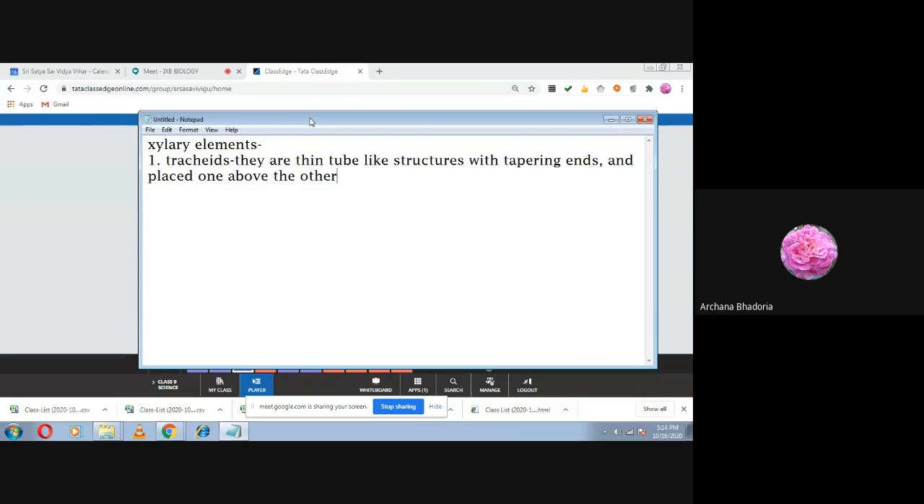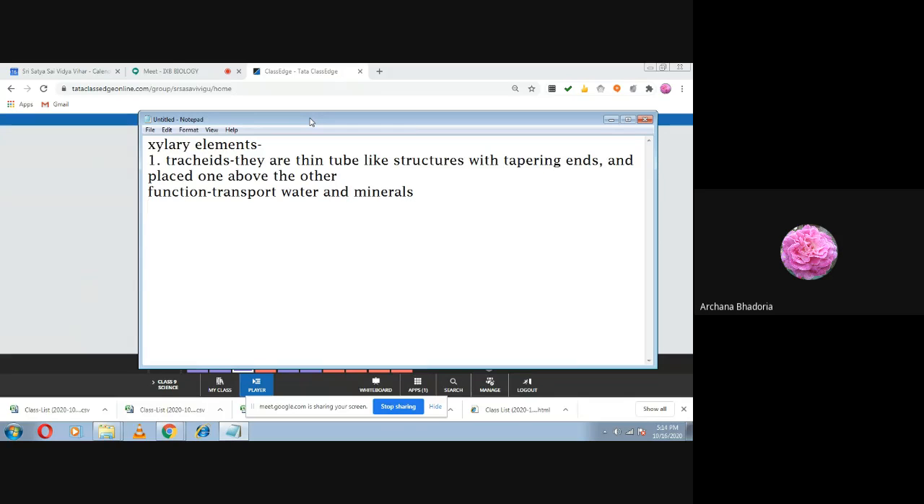So try to understand, children, the figure which you have drawn last time. Try to see that figure. You'll see that they are tube-like structures, but they have tapering ends. So they are placed one above the other and form a continuous tube-like structure. Then, function of the tracheids: they help in the transport of water and minerals. You can write down the function. So what is the function of the tracheids? Transport water and minerals.